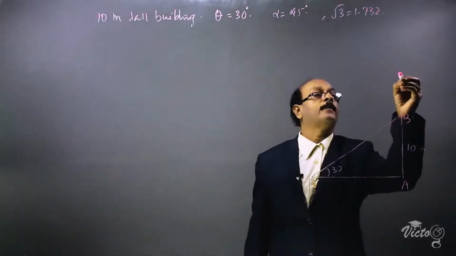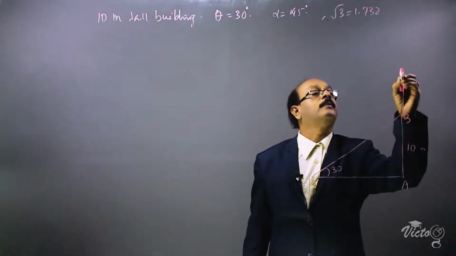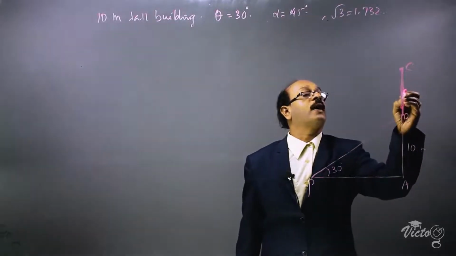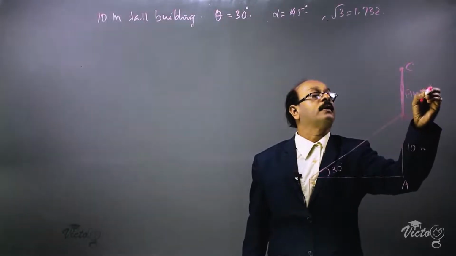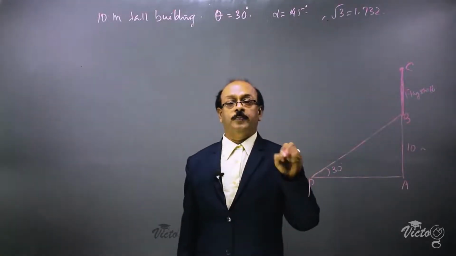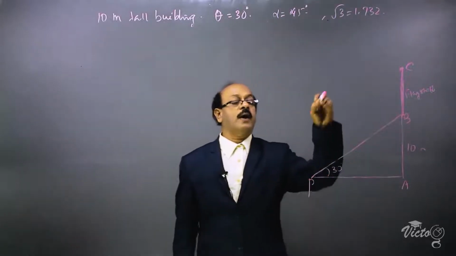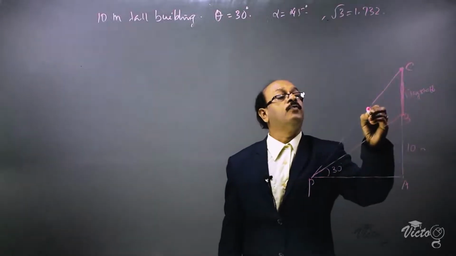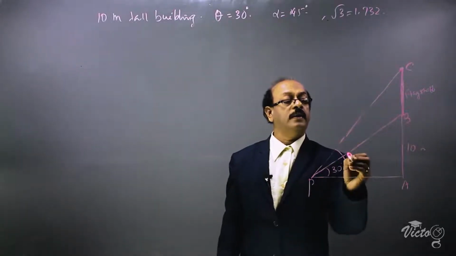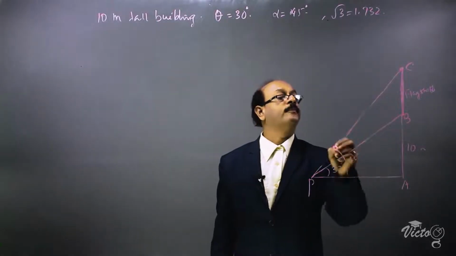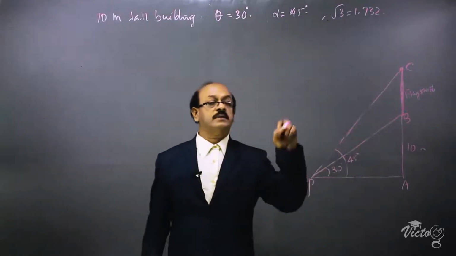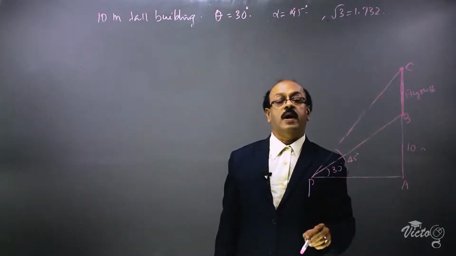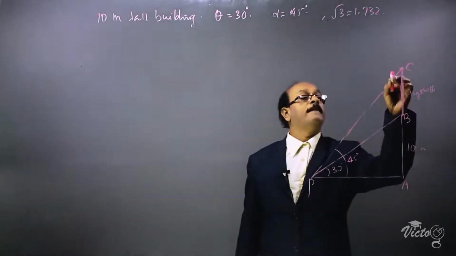Now a flag is hoisted at the top of the building. Here is a flag and this is the flagstaff. Now, from the same point P, the angle of elevation to the top of the flagstaff is given to be 45 degree. We have to find the length of the flagstaff and the distance between the point P and the building. So, we have to find out the length of AP and BC.